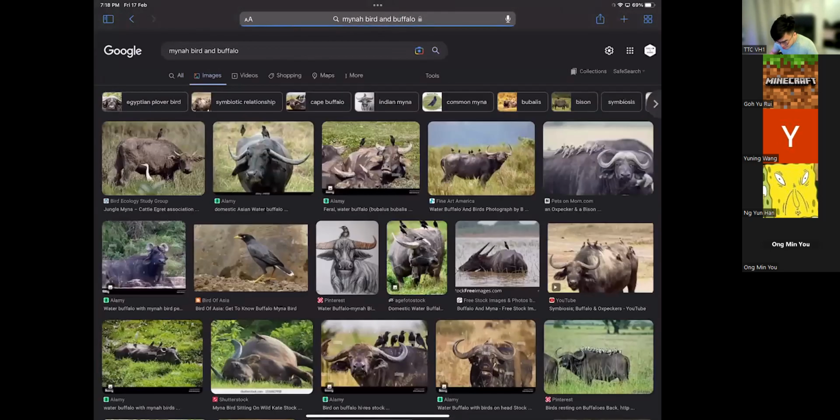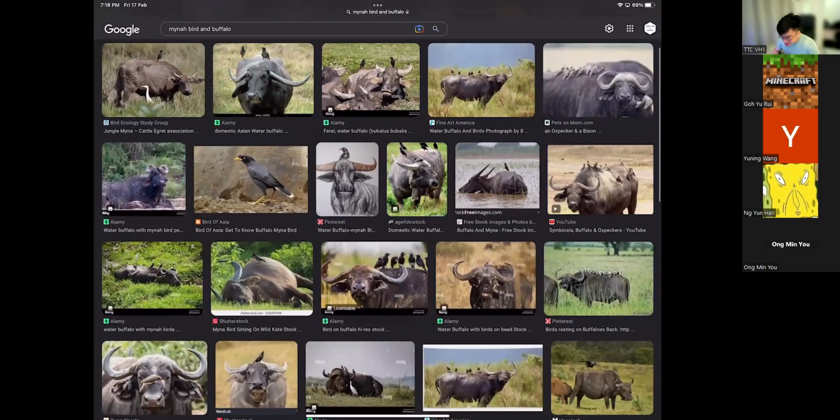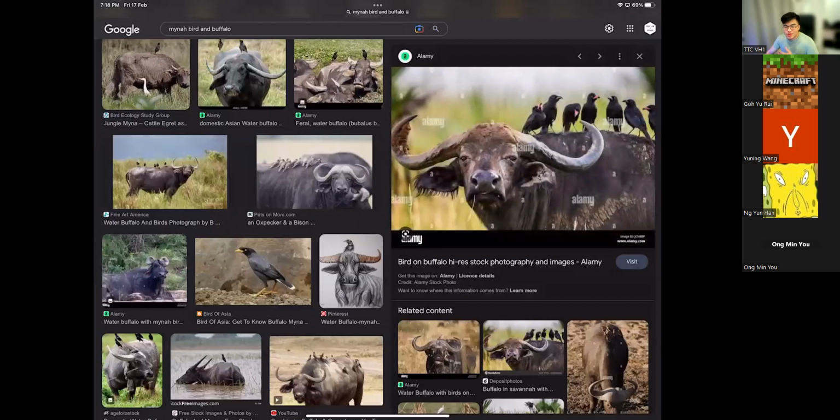Oh, and the myna bird and buffalo. This is so cute too, right? So the myna bird will stand on the buffalo and help to eat their ticks. So cool, isn't it? So chill, right? So they just shuttle them around.